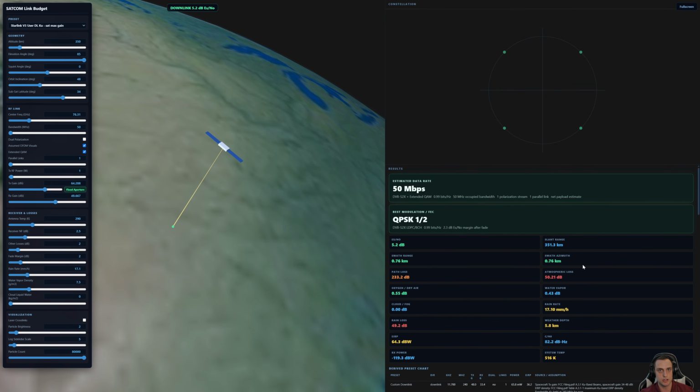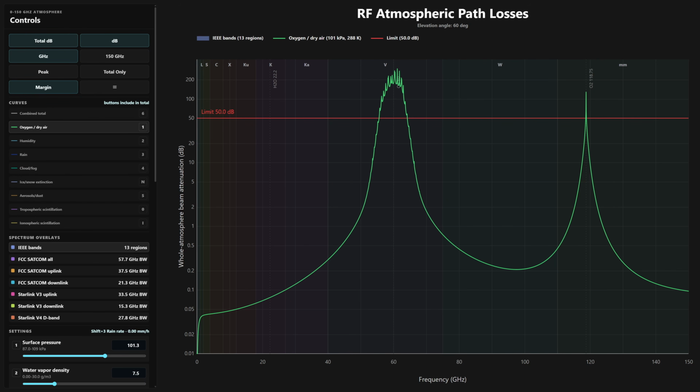And now I'm going to show you a chart of atmospheric losses, and we'll go through it in detail. First, there's oxygen, and you can see there are some extreme molecular absorption peaks at 60 and 119 gigahertz, which must be avoided by design.